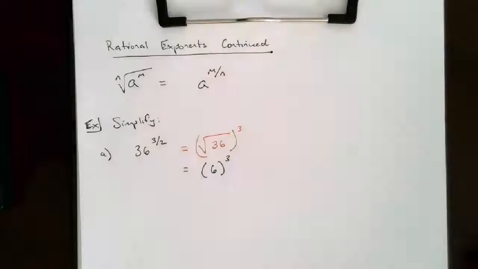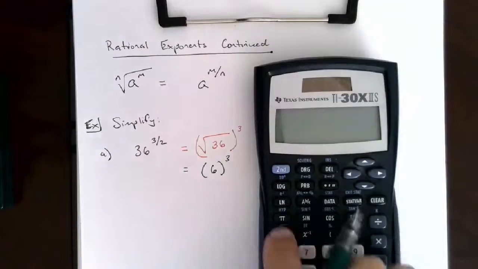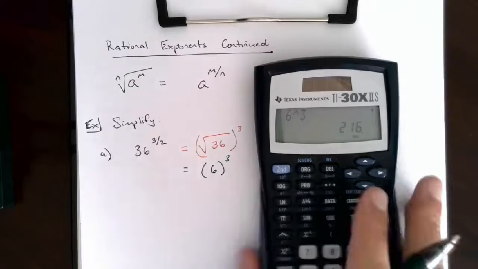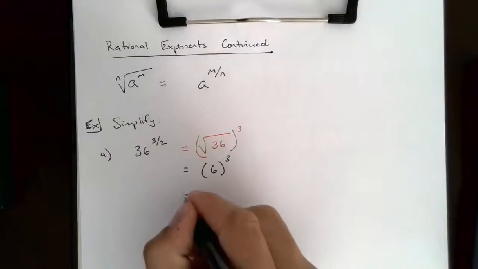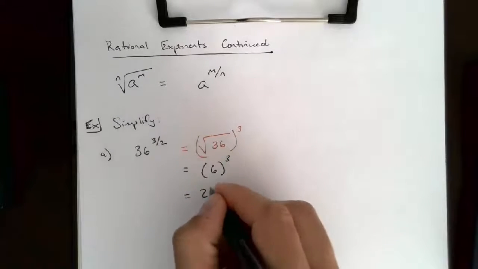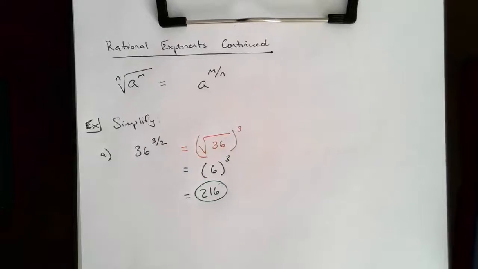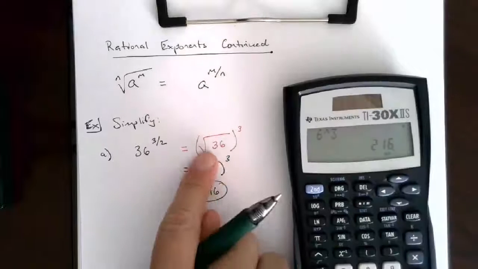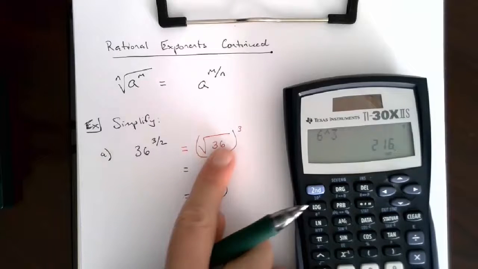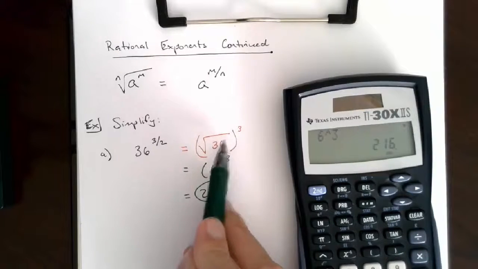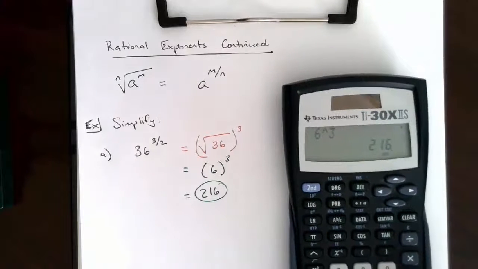And then evaluating 6 to the third power, if you want, you can do it on your calculator, and we end up with 216. So 36 to the 3/2 is the same as 216 when we simplify it. Now, suppose you didn't take the root of 36 first. Instead, you did 36 to the third power first, then took the square root. In other words, you put the power on the inside. You'll get the same answer, but you'll get larger numbers.